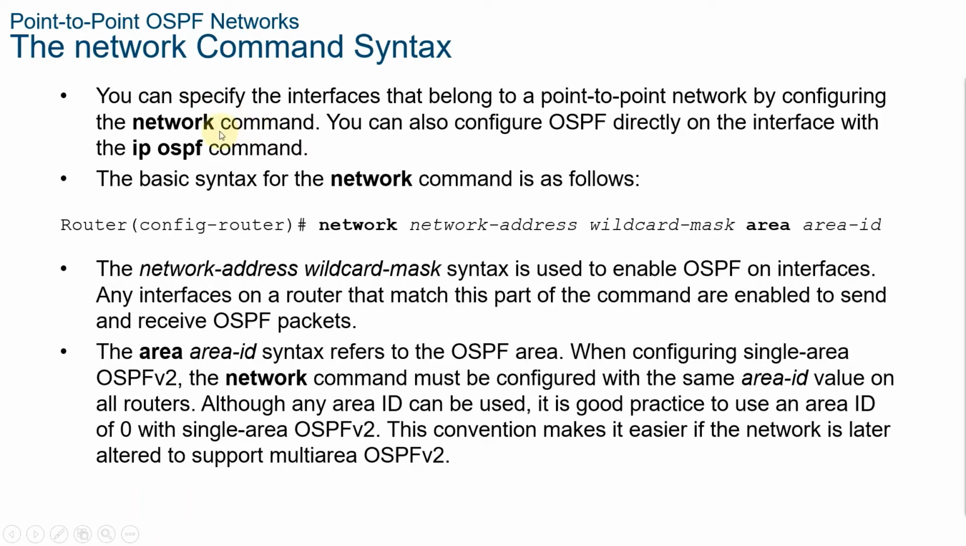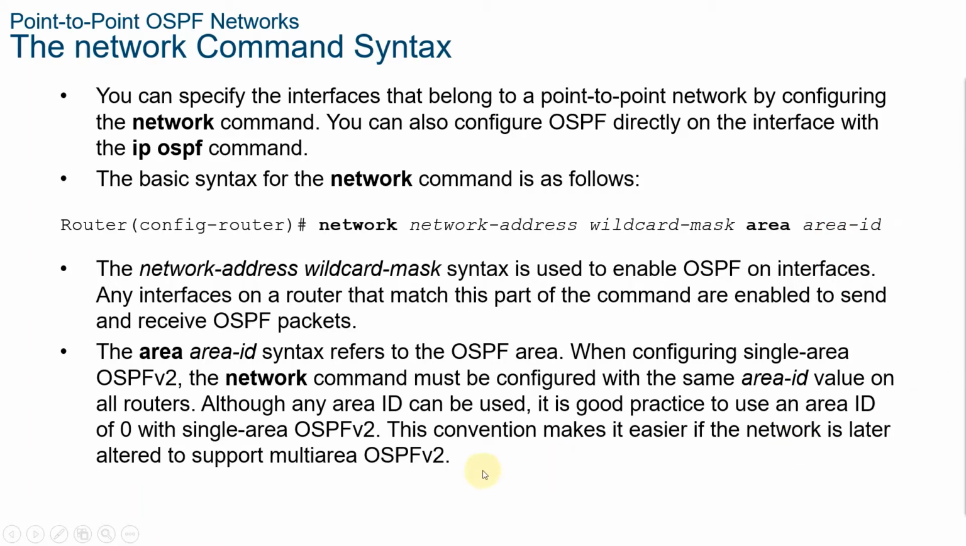You can also configure OSPF directly on the interface with the ip ospf command, as you will see later. Both commands are used to determine which interfaces participate in the routing process for an OSPF version 2 area. So the basic syntax for the network command is as follows: in router config mode, network, network address, wildcard mask, area, and the area ID.